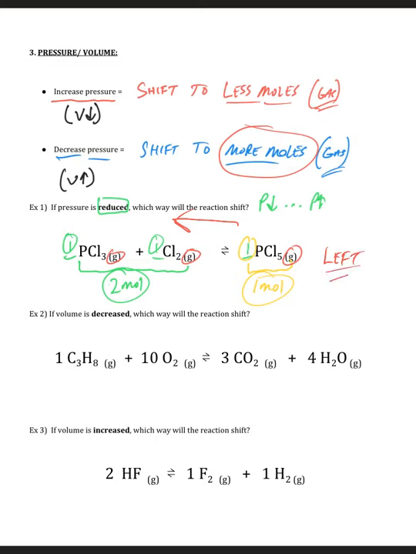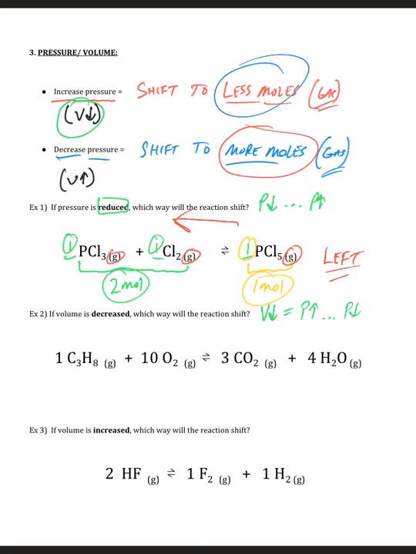All right, next example. If volume were to be decreased, which way will the reaction shift? Now this is important. If volume goes down, you can look up here if you need to send yourself a reminder. That means essentially that the pressure has been increased. And if the pressure has increased, the reaction is going to find a way to decrease that pressure. How does it decrease that pressure? By shifting to the side with less moles.